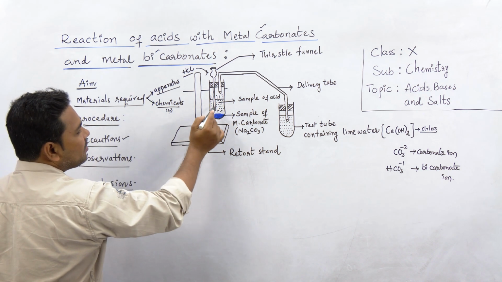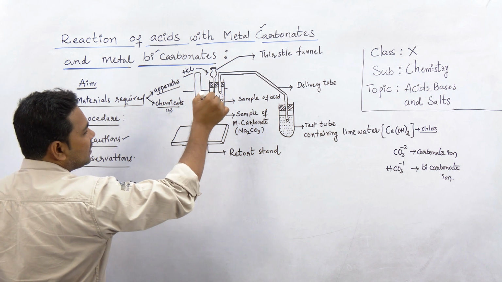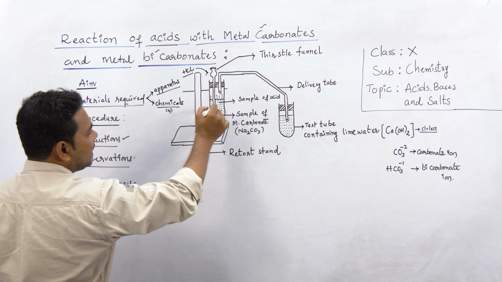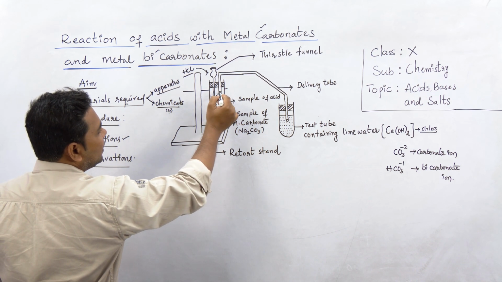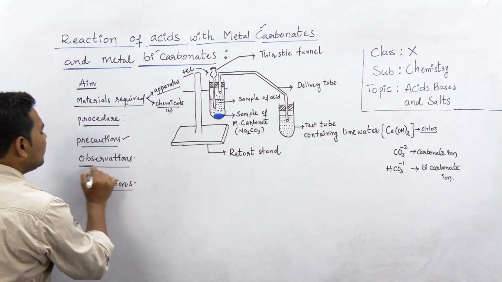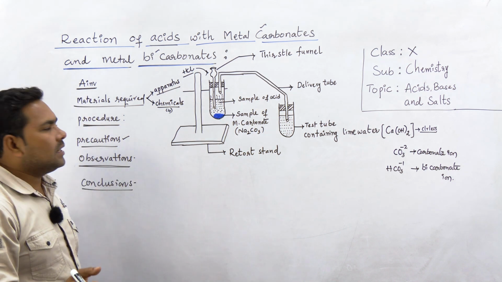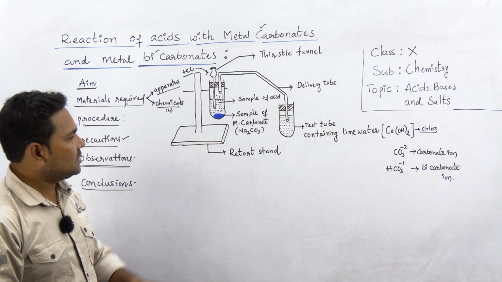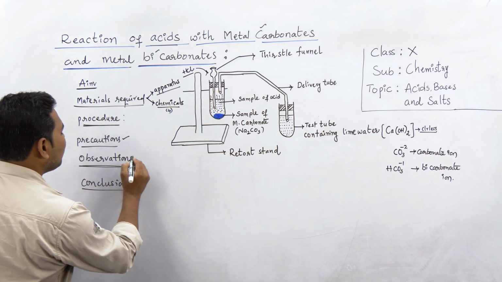Now let us see what precautions are taken, right? This is an important precaution. The end of the thistle funnel should be inside the acid solution, whereas the end of the delivery tube should be above the surface. Then what do we observe when acid is added to metal carbonate? Colorless gas is evolved.